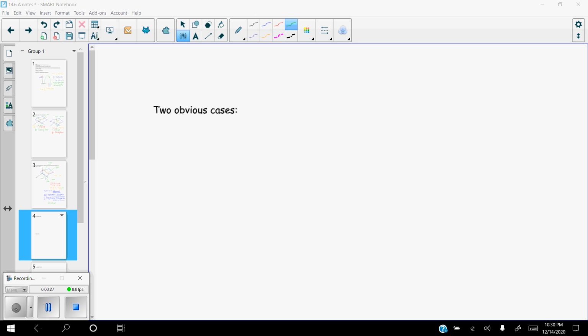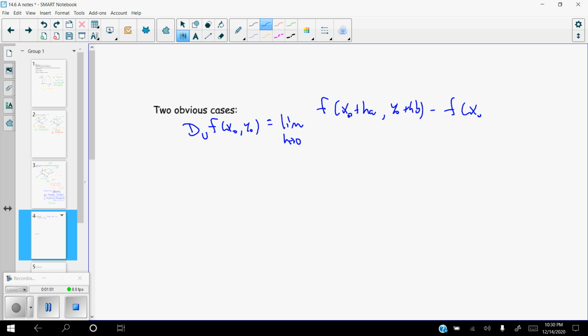So if we want to find the directional derivative, I'm going to go ahead and write the formula for that over here again. The directional derivative in the direction of some unit vector at a point x naught, y naught is the limit as h approaches 0 of f of x naught plus ha, y naught plus hb, and that kind of came from that question mark thing I did on the previous page, minus f of x naught, y naught over h.